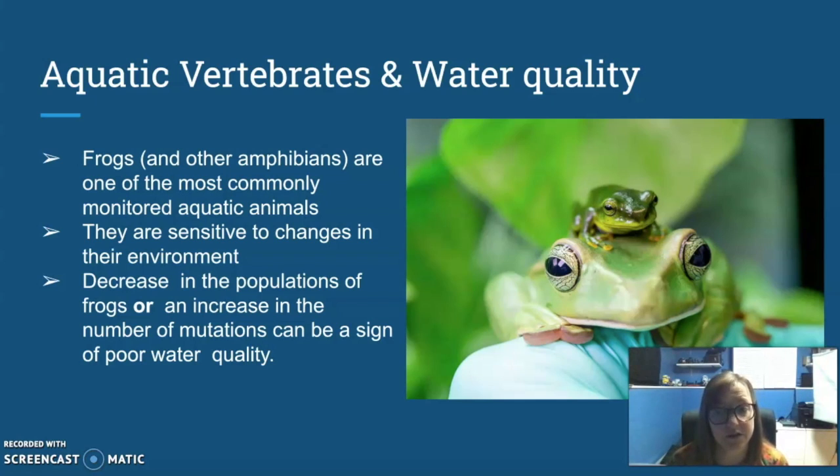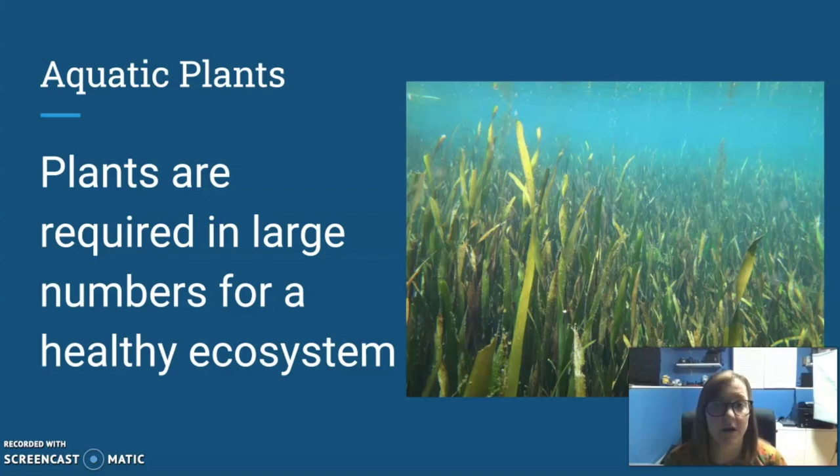So if we see an increase in mutations of our amphibians, then that would be a sign of poor water quality. Or if we see a decrease in the population of the frogs, that would also be a sign of a water quality problem. Aquatic plants are required in large numbers for a healthy ecosystem. However, we do monitor them because, as we said at the very beginning, if you have too many plants or a sudden overgrowth of plants, you can see that something like sewage or fertilizer has been dumped into the system and is going to cause problems in the future.